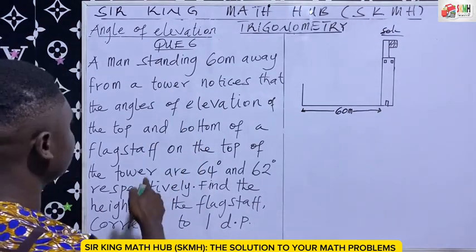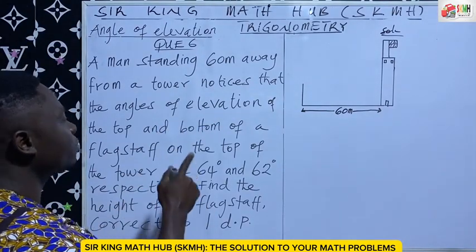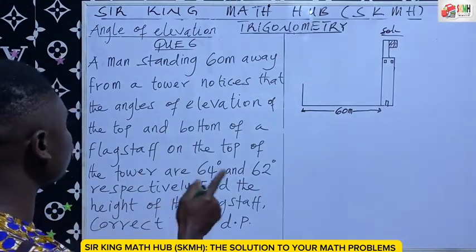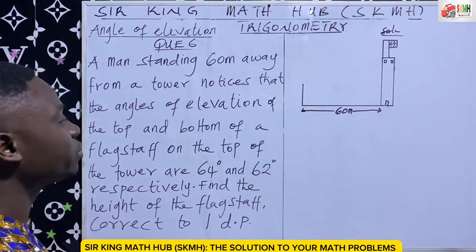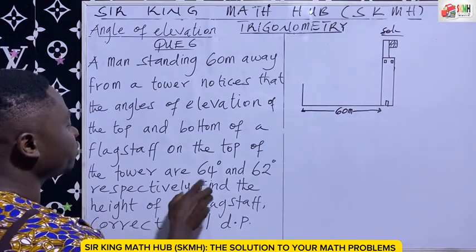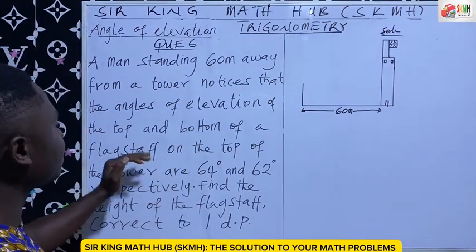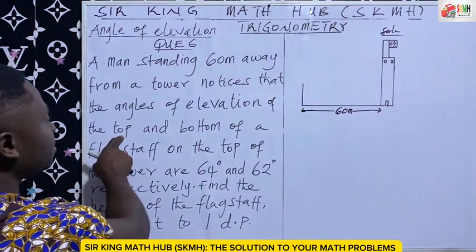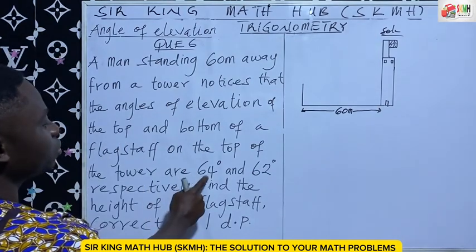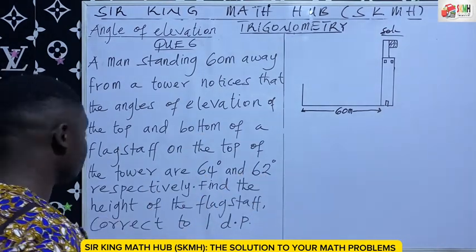Now, the question says that the angles of elevation of the top and bottom of the flagstaff on top of the tower are 64 degrees and 62 degrees respectively. Because of the word respectively, it means that the angles are measured in the order in which it was given. So the top first and then the bottom. The top was measured at 64 degrees and the bottom as 62 degrees.